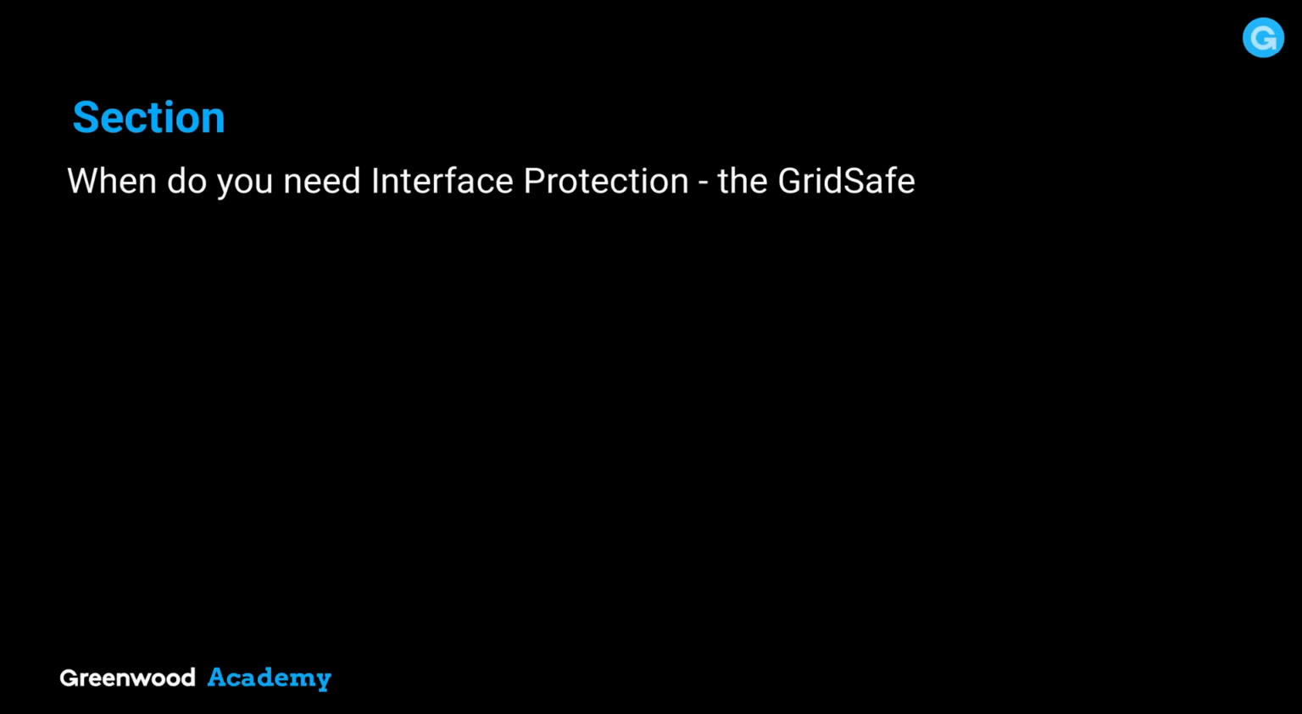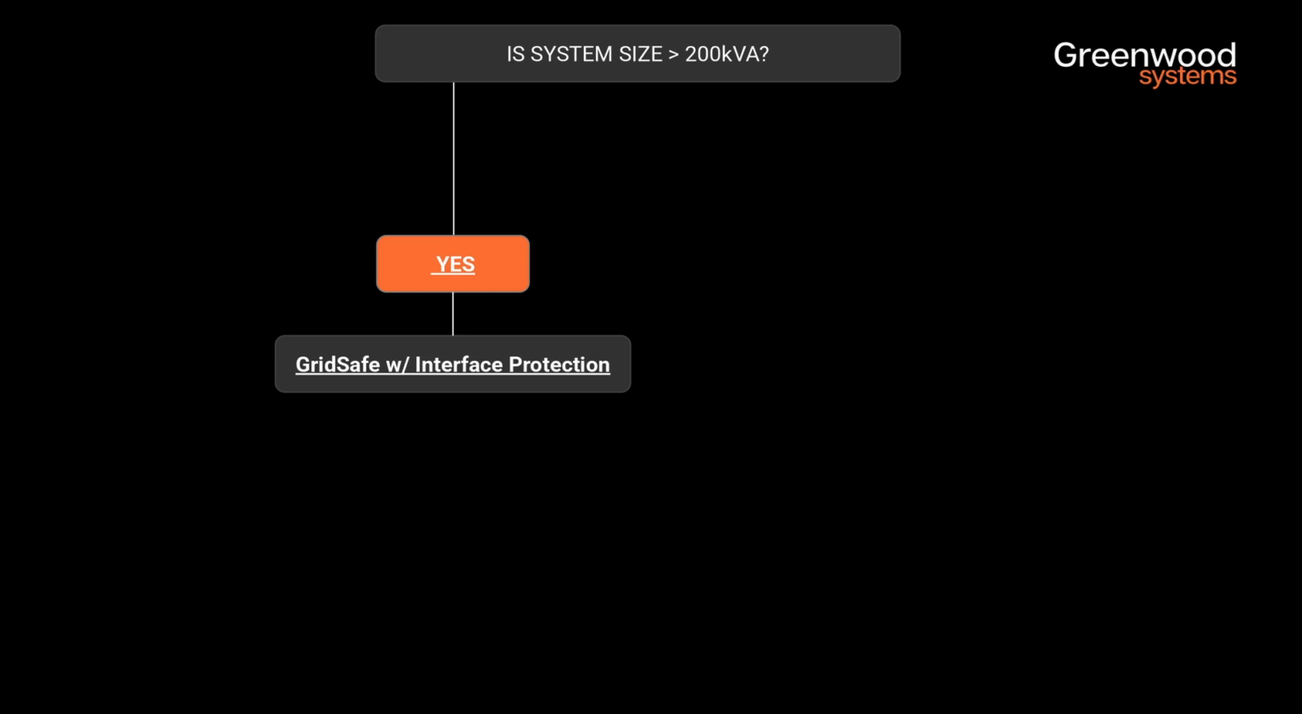So you want to include that part as well. Okay, so we're on to this section of when do we need it, and we've got a nice little flow chart. It simply allows you to go, well, when do I need it? So first question, is the system size greater than kVA? It is. Okay, then you'll need a grid-safe interface protection.